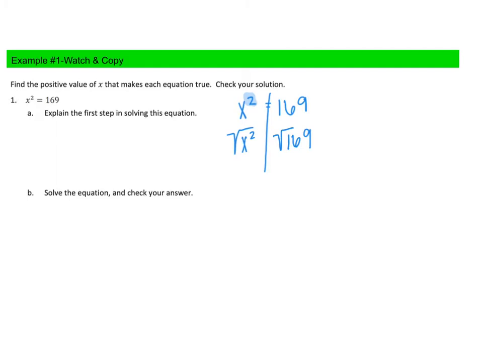Okay? The square root symbol will cancel out this 2. And we will just be left with x. And over here we have to actually do this math. But for this first part it said explain the step, the first step. The first step is to take the square root of both sides.